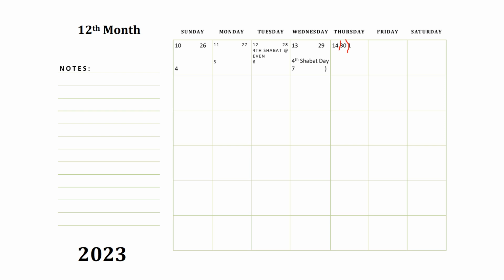So you had your Shabbat. This is the 30-day month right here. So this right here is a work day. You go back to work this day. Right here, it's day one. Day one of the work week.